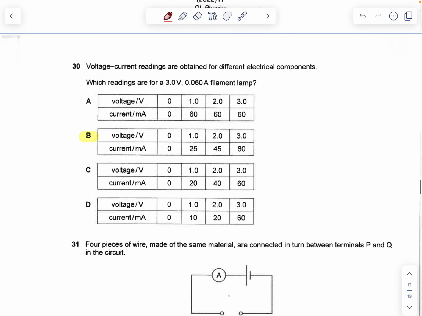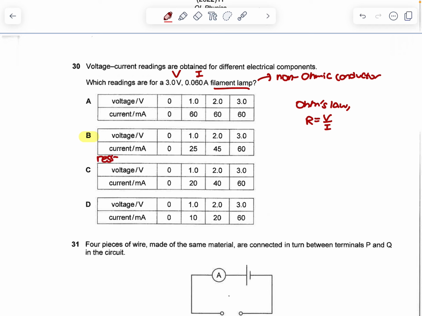Question 30. The voltage and current readings are obtained for different electrical components. Which readings are for a 3.0 volt, V, and 0.060 ampere filament lamp? As we know, the filament lamp is a non-ohmic conductor. So it doesn't completely obey Ohm's law of R equals V over I. So you'll see that the resistance is changing, increasing.